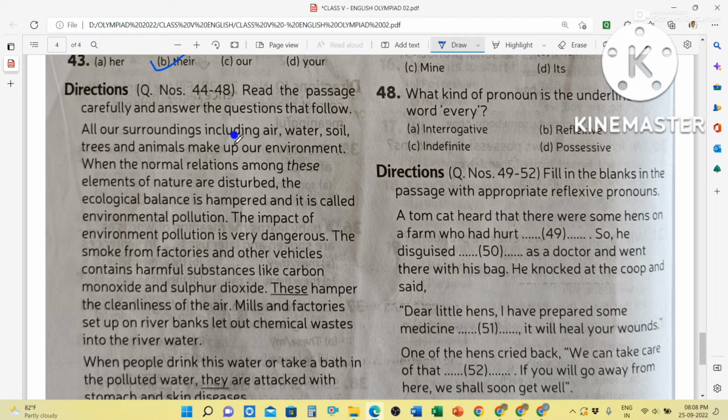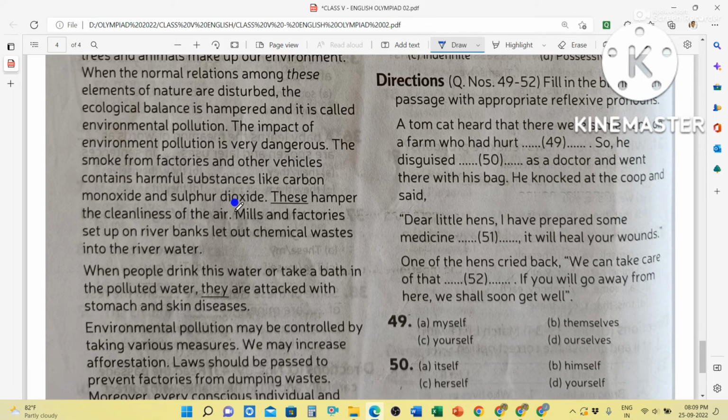All our surroundings, including air, water, soil, trees, and animals, make up our environment. When the normal relations among these elements of nature are disturbed, the ecological balance is hampered and it is called environmental pollution. The impact of environmental pollution is very dangerous. The smoke from factories and other vehicles contains harmful substances like carbon monoxide and sulfur dioxide. These hamper the cleanliness of the air.